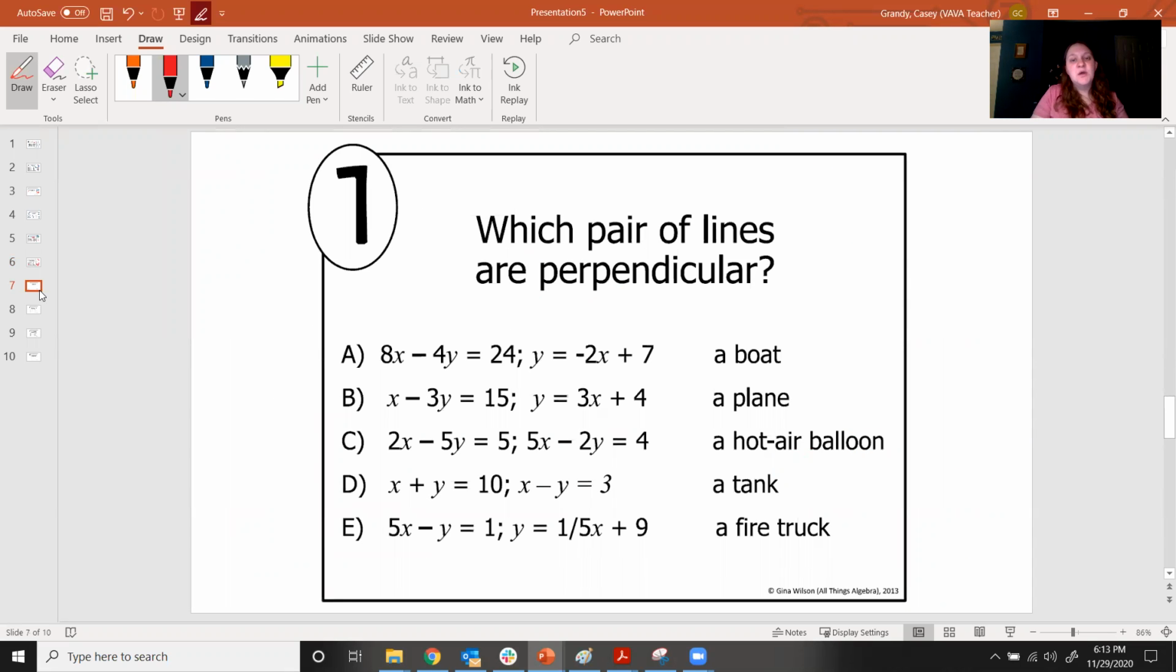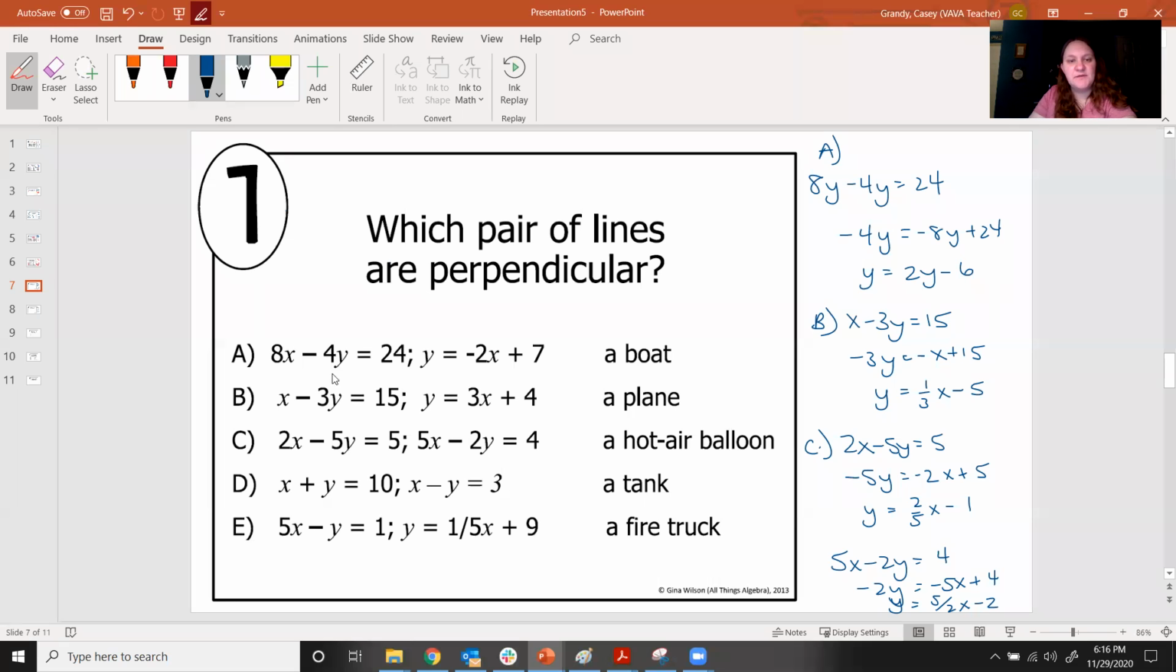All right, number 7, which pair of lines are perpendicular? Perpendicular, of course, meaning they have opposite reciprocal slopes. So you have to look at their slopes. For the ones that are already in y equals mx plus b, those are pretty easy to find the slope. The ones that are not in that form, you'll have to rewrite so that you get them in the form y equals mx plus b. So try this one now.